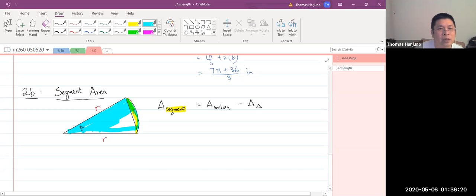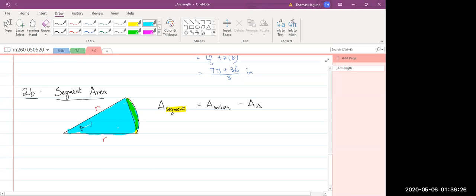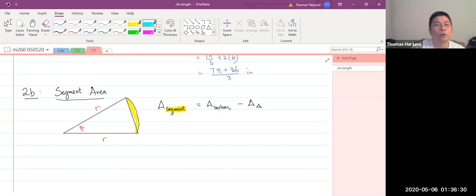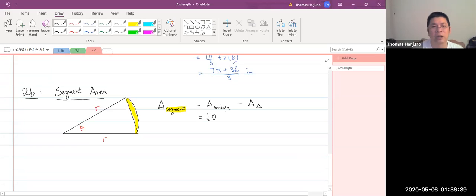This is the whole pizza. If you subtract the triangle, then you will get the yellow color. Now the thing is, the sector area, we already learned earlier, is 1/2 theta r squared. That's the area of the sector.